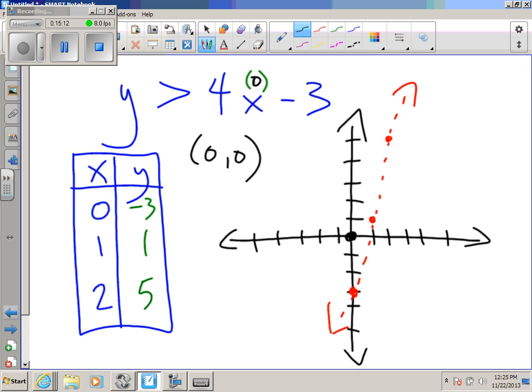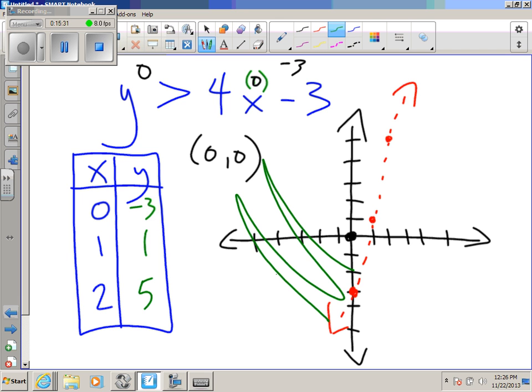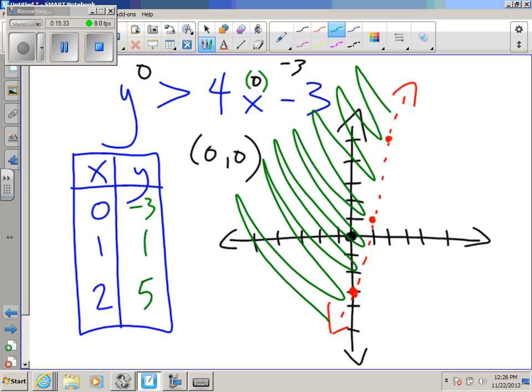Make x a 0. 4 times 0 is 0. Minus 3 is a minus 3. Y is 0. Is 0 greater than negative 3? Yes, it is. Therefore, I am going to shade that entire side. And the shading says that any point that falls along that is also going to be a solution to my inequality.